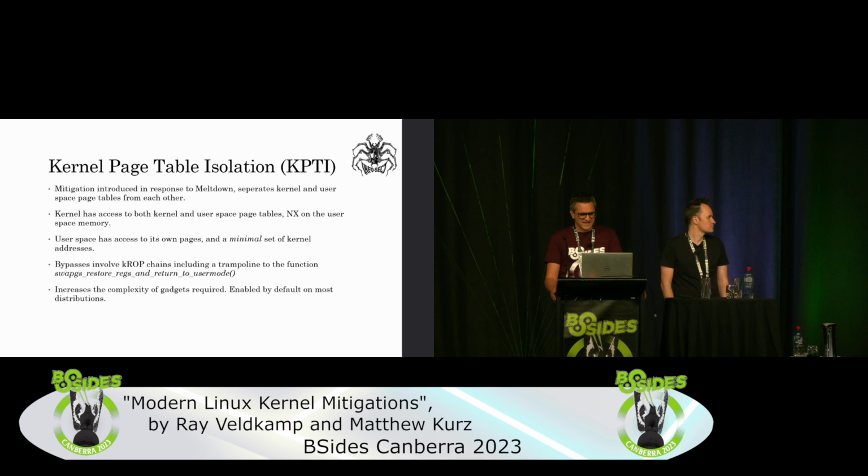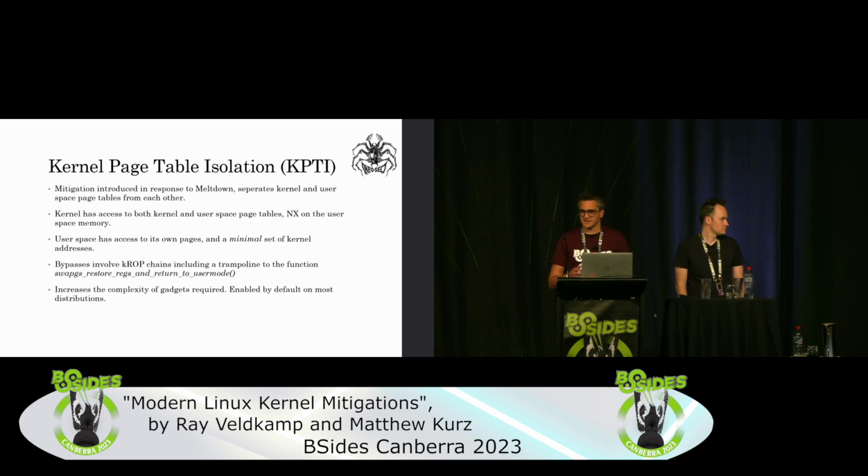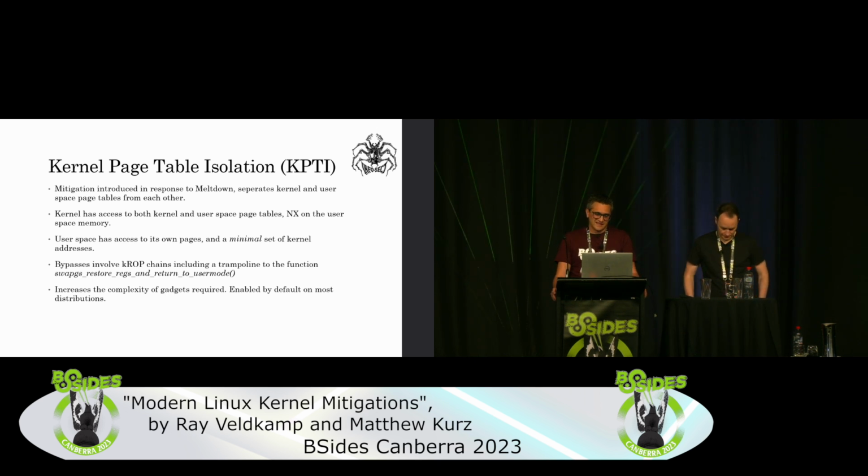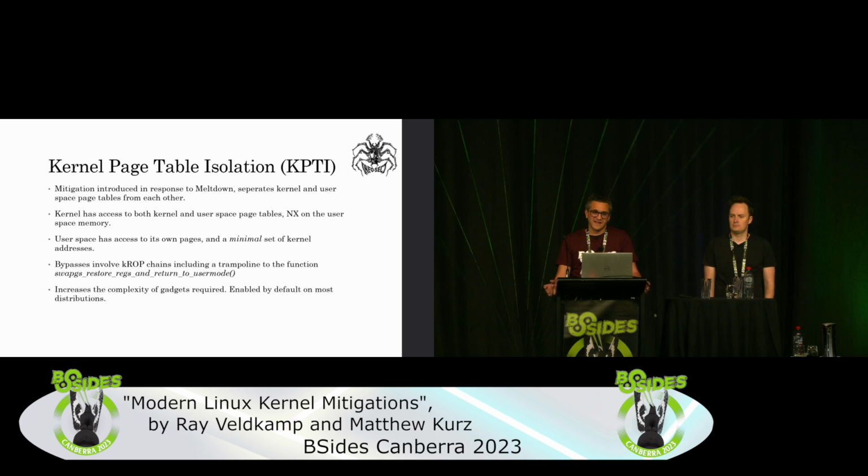There's some bypasses out there, and they involve constructing chains to trampoline with this swapgs_restore_regs function. That's the function that's used with syscalls normally. So there's bypasses, and with most of these mitigations, they're not silver bullets to locking things down, but they do make the exploit development process a lot more complicated. This one is enabled by default on most distributions as well.